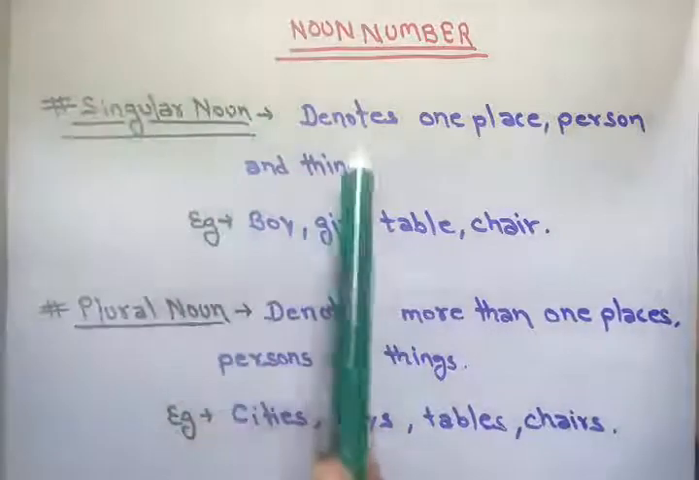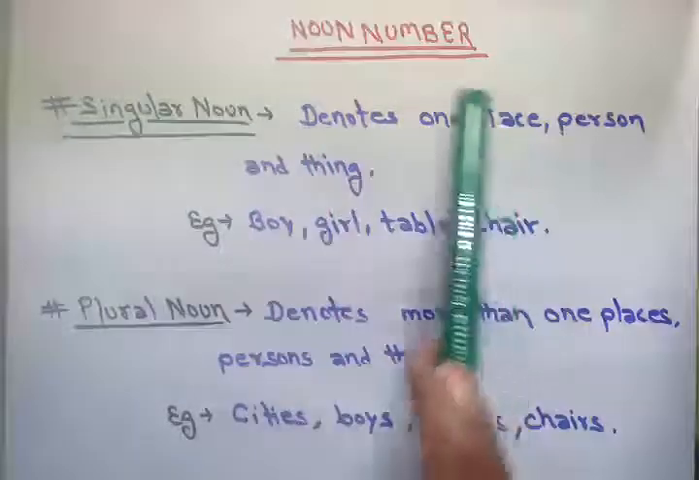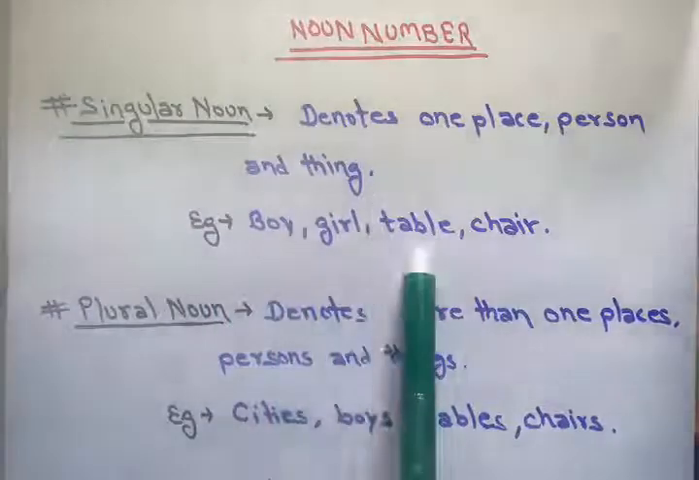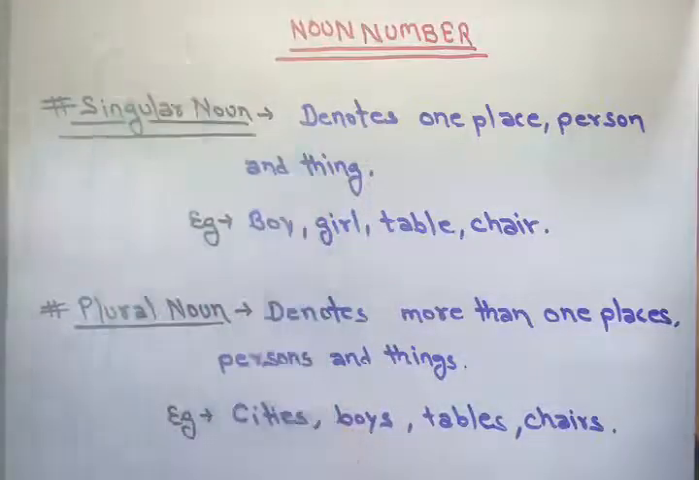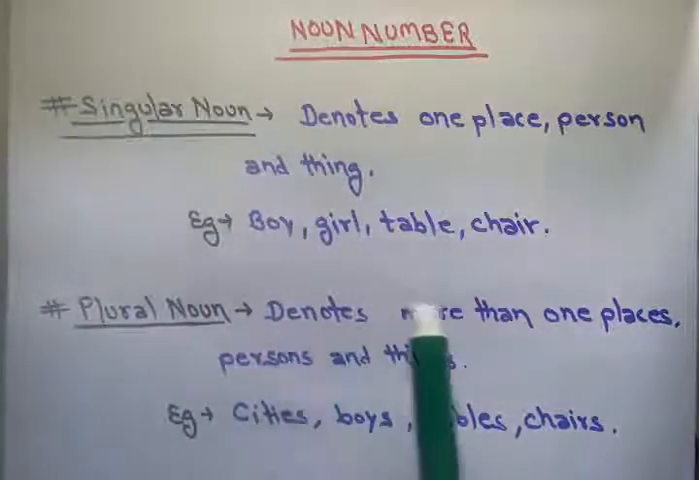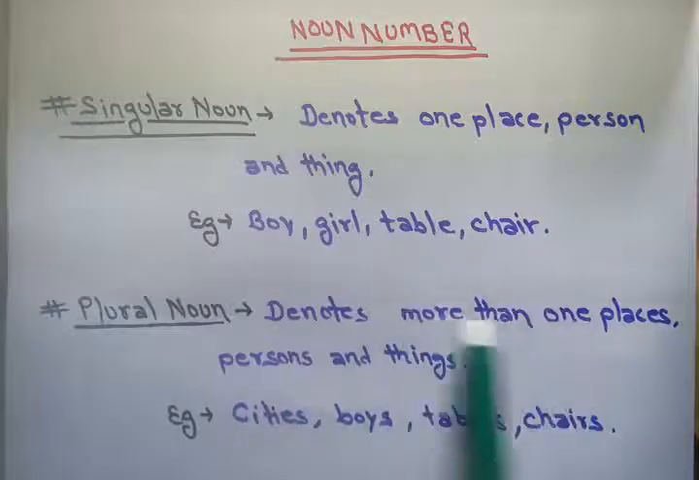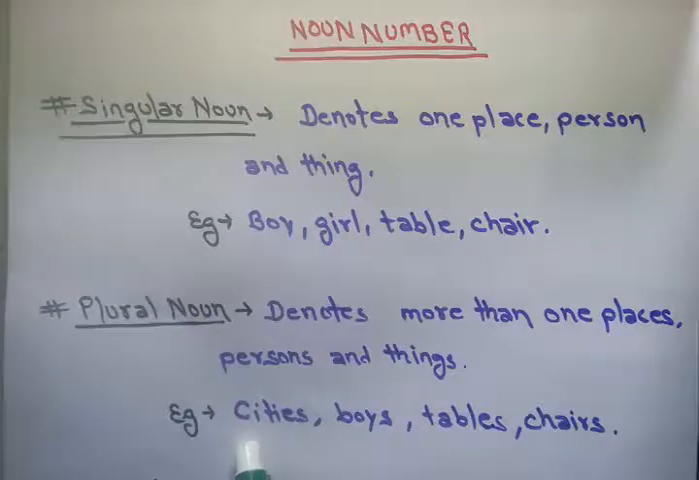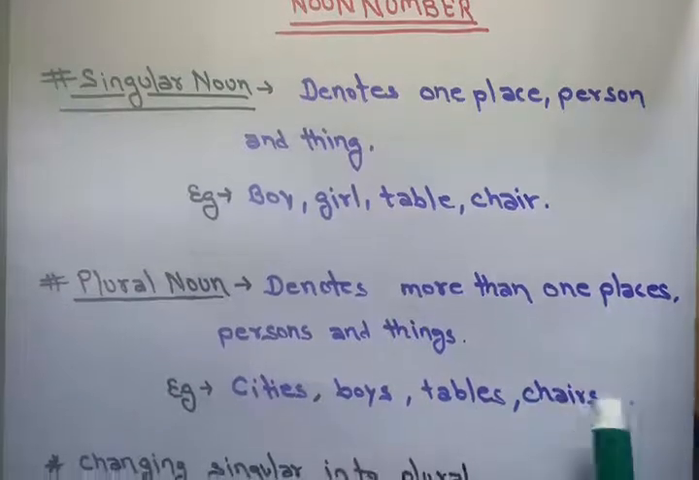A singular noun denotes one place, one person, or one thing, meaning one. For example, boy, girl, table, and chair, etc. are singular nouns. And a plural noun denotes more than one place, person, or thing, meaning more than one. For example, boys, girls, tables, chairs, etc. are plural nouns.